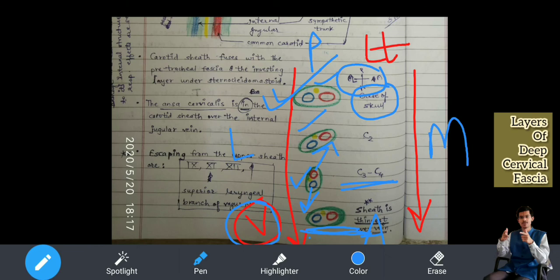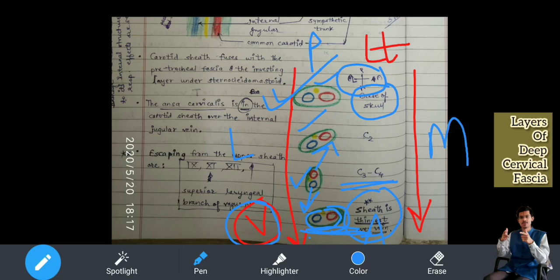Now one more fact is that the carotid sheath is thinnest over the vein. Can you see, I have shown this thickness. This thickness is more on the artery side, just thin on the vein side. At a certain point, the carotid sheath fuses with the pretracheal fascia and the investing layer under the sternocleidomastoid muscle. You need to remember the very first diagram I showed you. The ansa cervicalis is in the carotid sheath over the jugular vein.